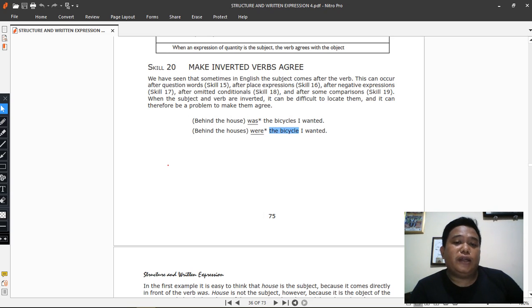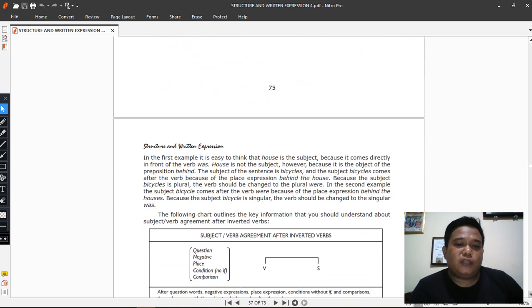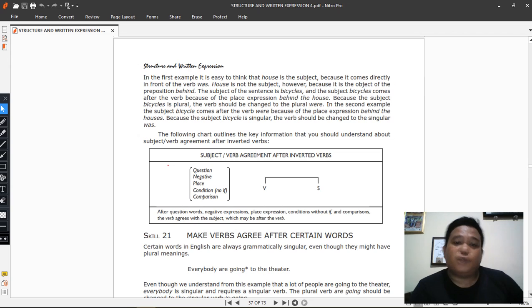Or in the active form, without using the inverted subject, you can say the bicycle I wanted was behind the house, or the bicycles I wanted were behind the house. Like that. And in the first example, this is another explanation. You may read that by yourself, of course.